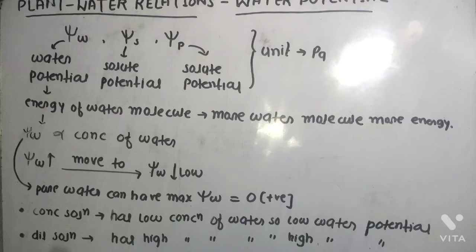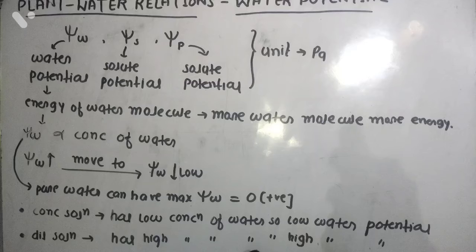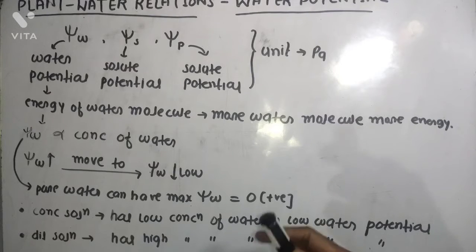Why? See, we have studied short distance transport. What are the short distance transports? There are types of transport: osmosis, simple diffusion, facilitated diffusion, active transport, and then cytoplasmic streaming. And then we also have long distance transport. To transport water, we should know about the mechanism of short distance transport, and through that we can understand plant-water relations and water potential.